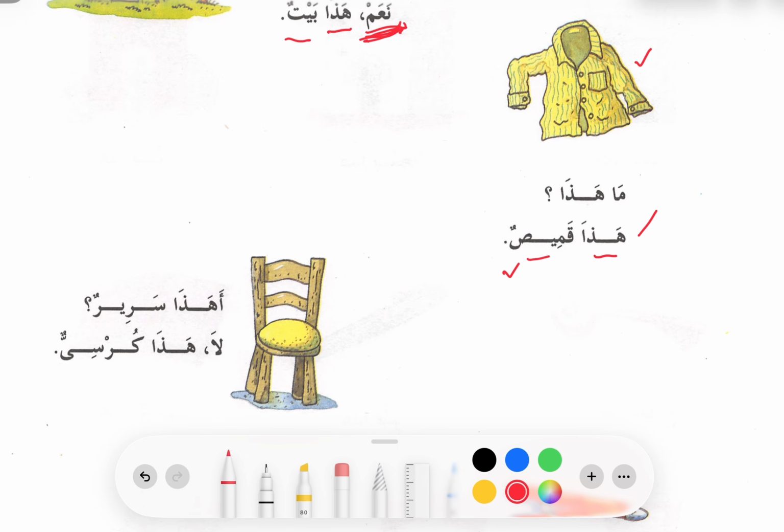Go to the next one. Ahada sarirun. Is this a bed? The answer is la. La means no. Hada kursiyun. Hada is mubtada, kursiyun is the khabar. So this is a complete sentence.